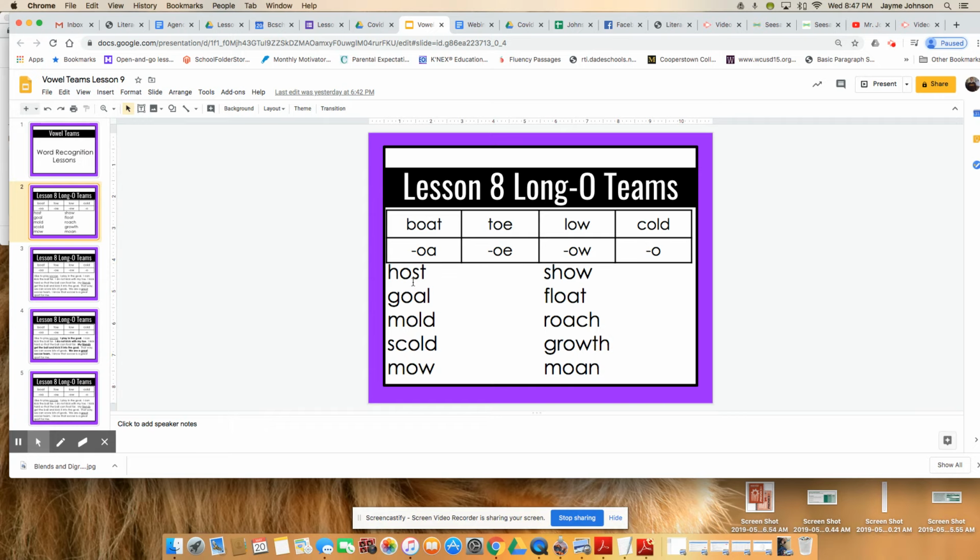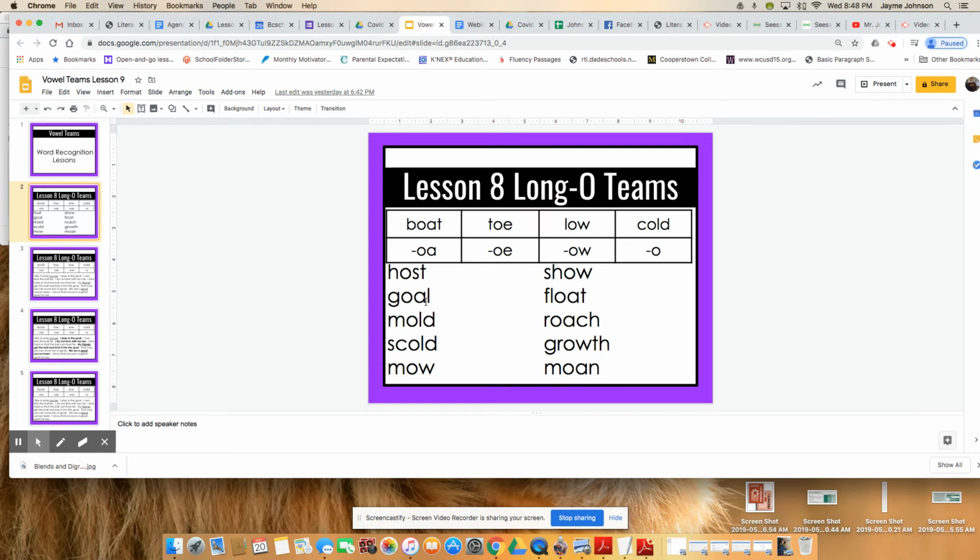So here's what we'll do. We'll take a look at a word, and then I'll ask you to locate your vowel team. So for example, if we look here, it just has an O. That's this vowel team, O. So then we say, I know this word is cold, so this word is host, host. Good job. That's how we do it.